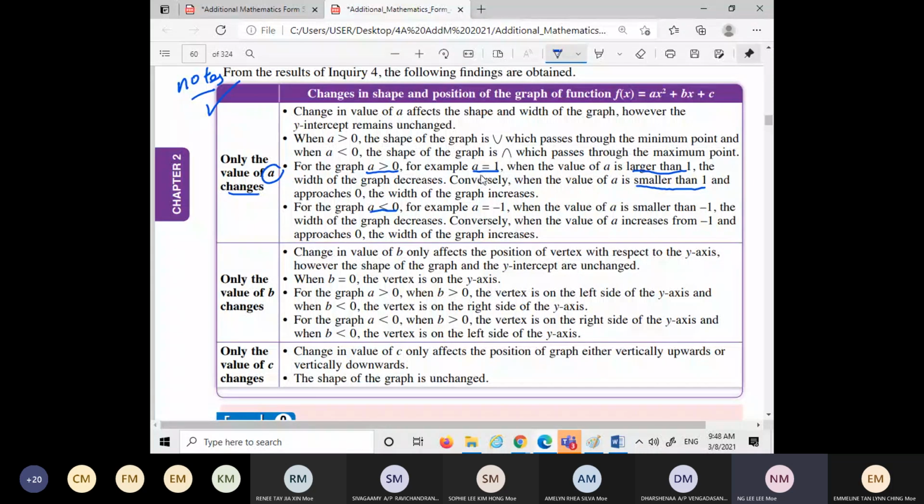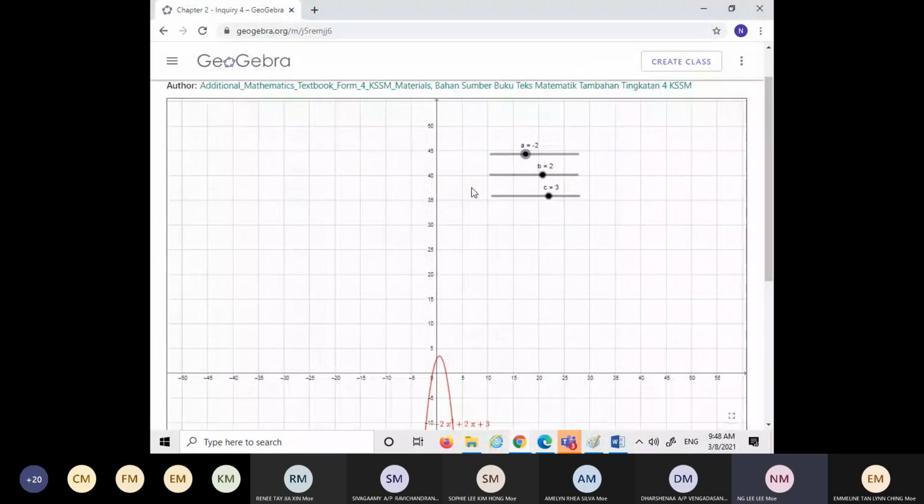Now for the third dot, I'm going to show you by using the link. First of all, I set a equals 1. You remember the shape. Now I'm going to drag so that a is larger than 1. You can see that the width decreases, the graph becomes thinner.